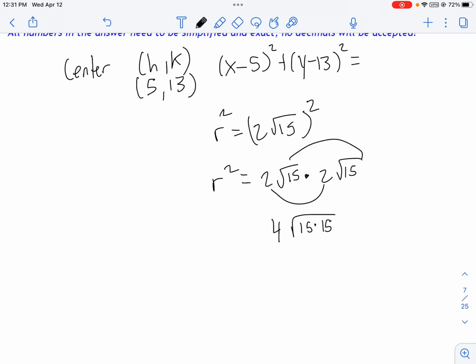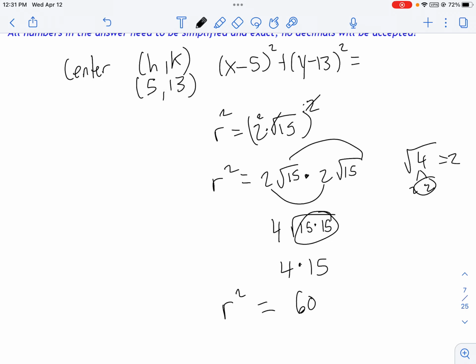But think about it, guys. If you have two of the same thing, what's going to come out? One of them. It's like the square root of 4 is just 2, because that's 2 and 2. Here we have two 15s, so one of them comes out. When you square a square root, they essentially undo each other, and because it's multiplication, that also distributes. So you end up with 4 times 15, which is 60. That means r squared equals 60 for this particular problem.